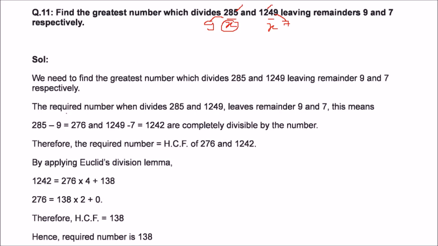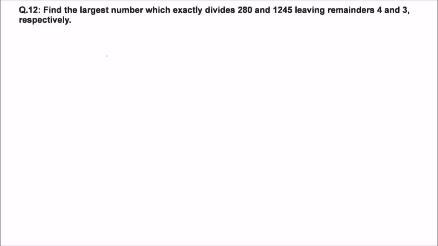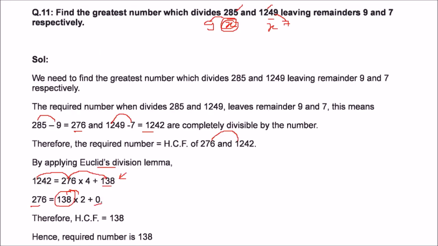So this strategy we will employ. First of all, we'll subtract 9 from 285 and 7 from 1249 in order to get numbers which are divisible by this x. So what is this x? This is basically the HCF. So we have to find out the HCF of 276 and 1242. 1242 can be represented in the form of 276 using Euclid division lemma. You get 138 here, and 276 and 138 have to be taken because there is no zero remainder here. So 276 is simply 138 into 2. The remainder is 0, so 138 is our HCF. This is the number which is going to divide these two, and the remainders will be 9 and 7.